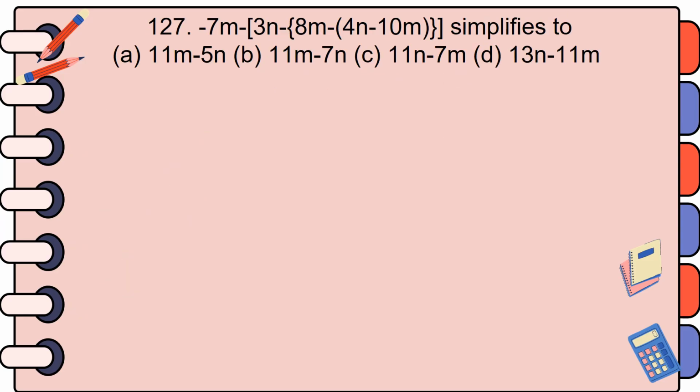We have question number 127, and it says that minus 7m minus, open a bracket, 3n minus, open a brace, 8m minus, open a parenthesis, 4n minus 10m, close the parenthesis, close the brace, and close the bracket, simplifies to: A, 11m minus 5n; B, 11m minus 7n; C, 11n minus 7m; D, 13n minus 11m. What is the answer for this question?